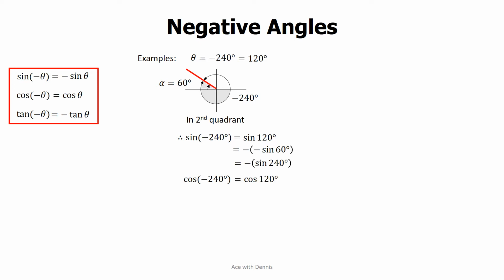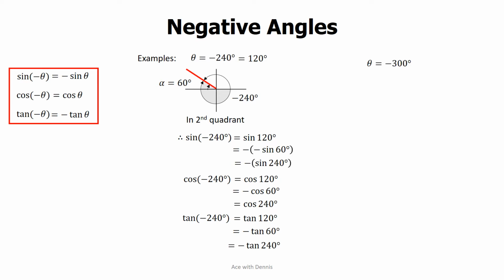For cosine negative 240 degrees, it is equal to cosine 120 degrees, or it is equal to negative cosine 60 degrees, because the alpha or the base angle is 60 degrees in the second quadrant. Therefore, cosine 120 degrees is negative cosine 60 degrees, which means it is equal to cosine 240 degrees. For tangent negative 240 degrees, it is equal to tangent 120 degrees, or it is equal to negative tangent 60 degrees. This is referring to the base angle 60 degrees, and it will equal negative tangent 240 degrees.